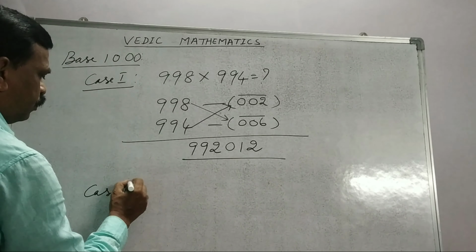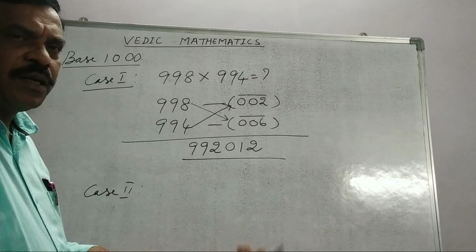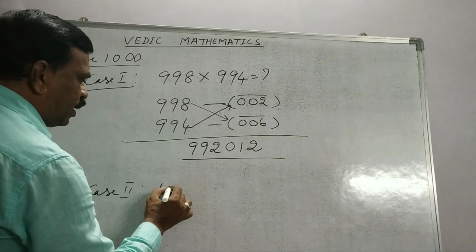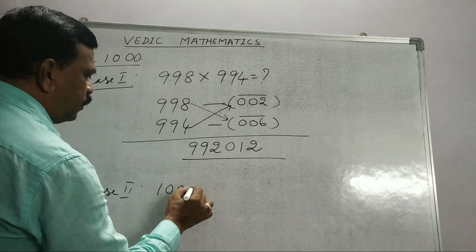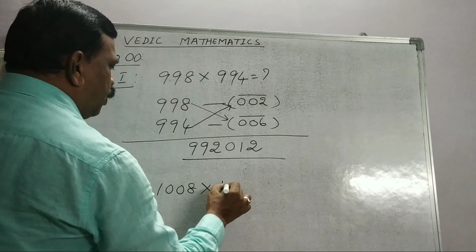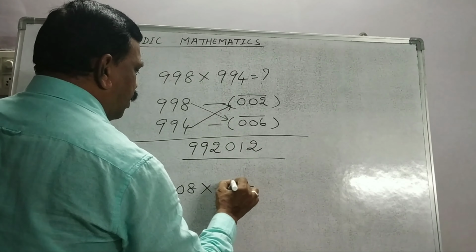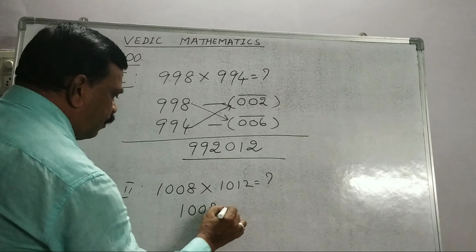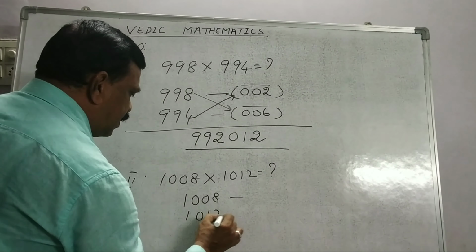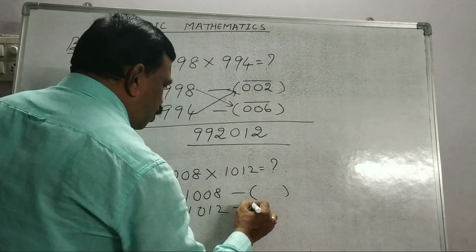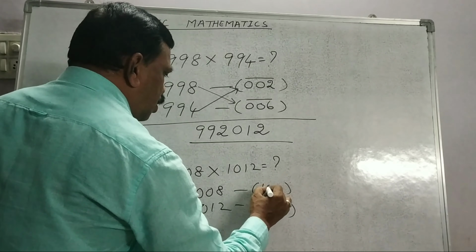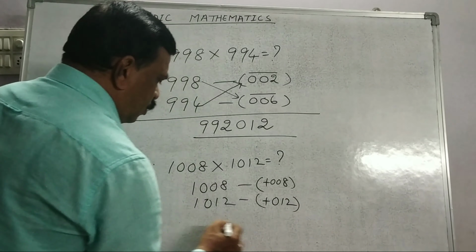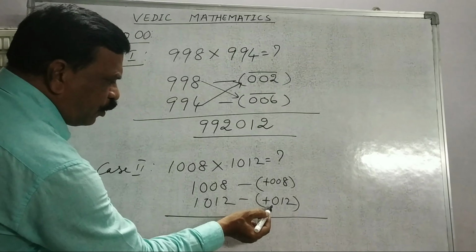Case 2. Case 2 is when both the numbers are more than the base. Our base is 1000 here. So we will take both the numbers more than 1000. For example, 1008 into 1012. So we write 1008 as it is and 1012 as it is, and in the brackets, you know these numbers are more than the base, so it is 8 more and 12 more. So in the bracket here you will get 8, here you have 12.